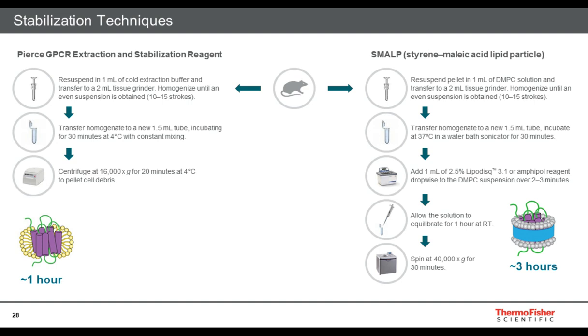So this slide will show 2 protocols. On our left is our current protocol, and on the right we have a sample SMALP protocol, in which we tried both the lipodisc lipid formulation and an amphipol reagent to surround and stabilize the GPCR, which is then wrapped by the styrene maleic acid assembly. So both methods are relatively straightforward, with the SMALP protocol being slightly more involved with respect to reagents and time required.